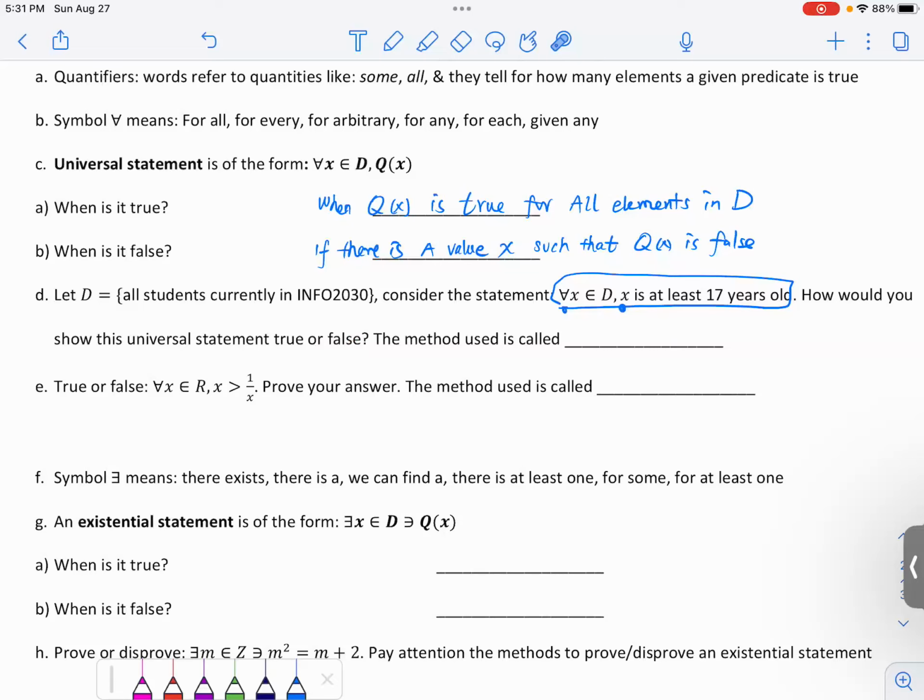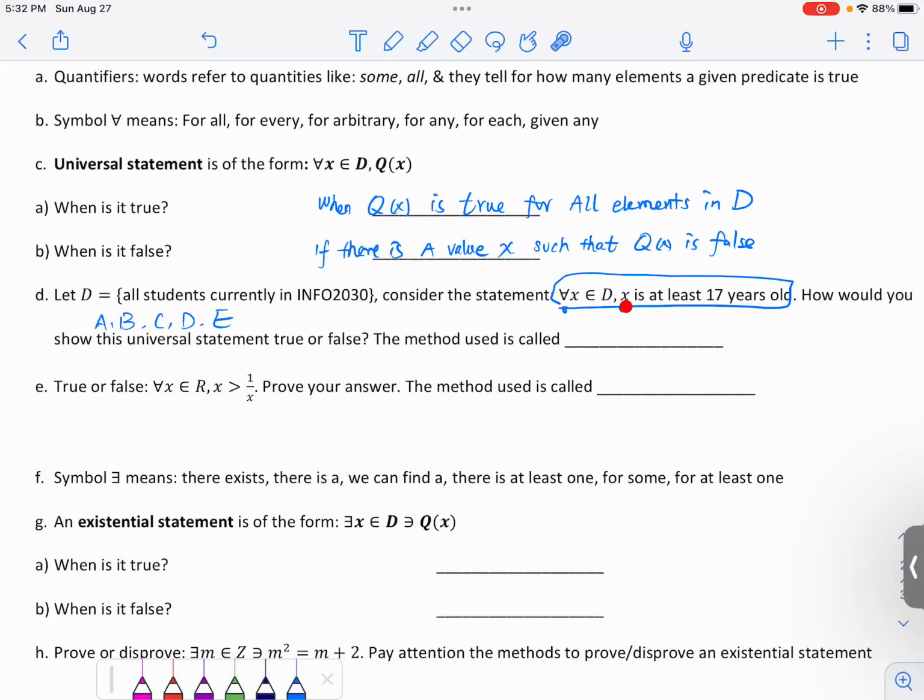Just pause the video for a moment and think about it. Consider this set D, all students currently in this Info 2030, and consider this statement. How do you verify this is true or false? Now, how do we verify that? You have to go through each student in this class. Suppose we have A, B, C, D, E. Say Allison, Ben, Carlton, Dalton, and Eddie, for instance, these five people.